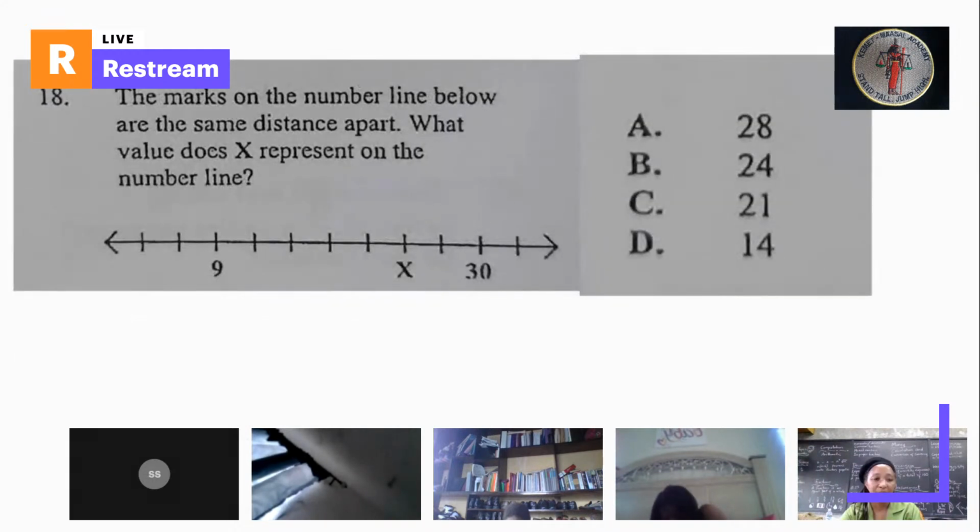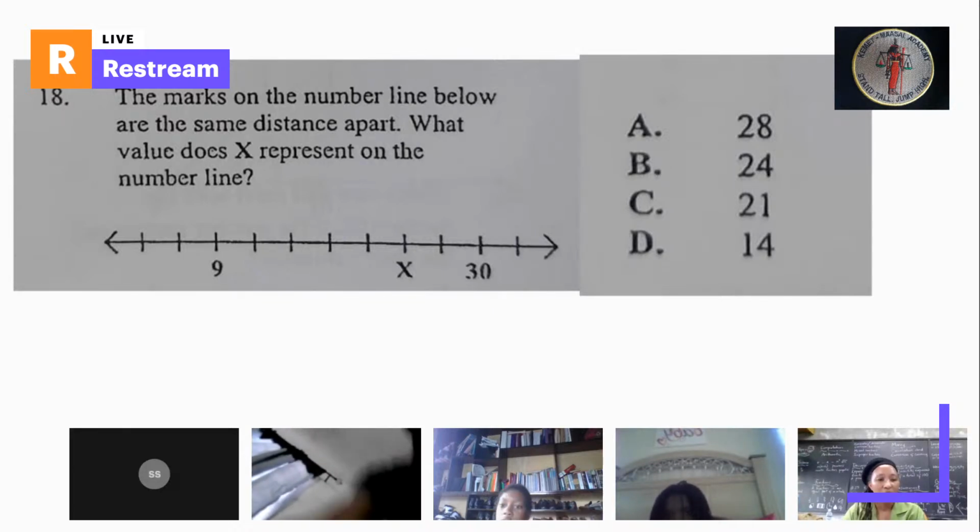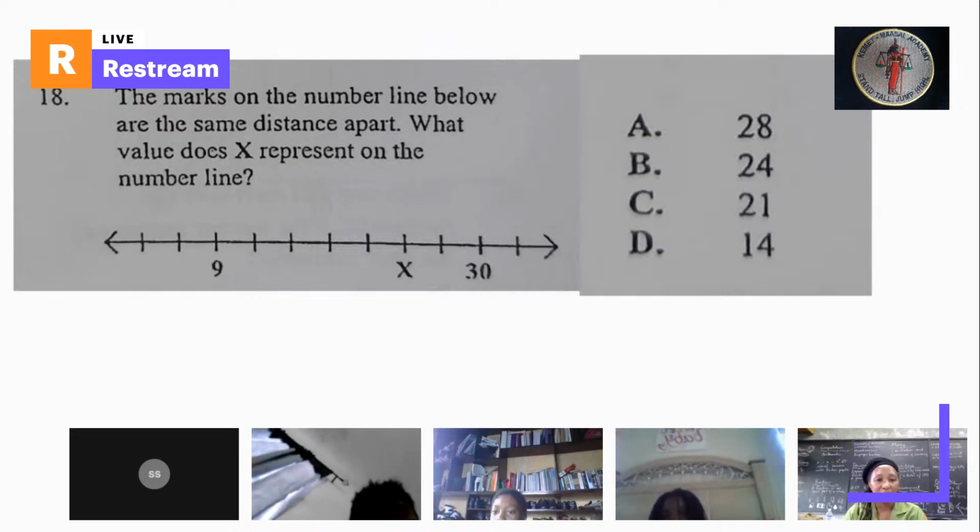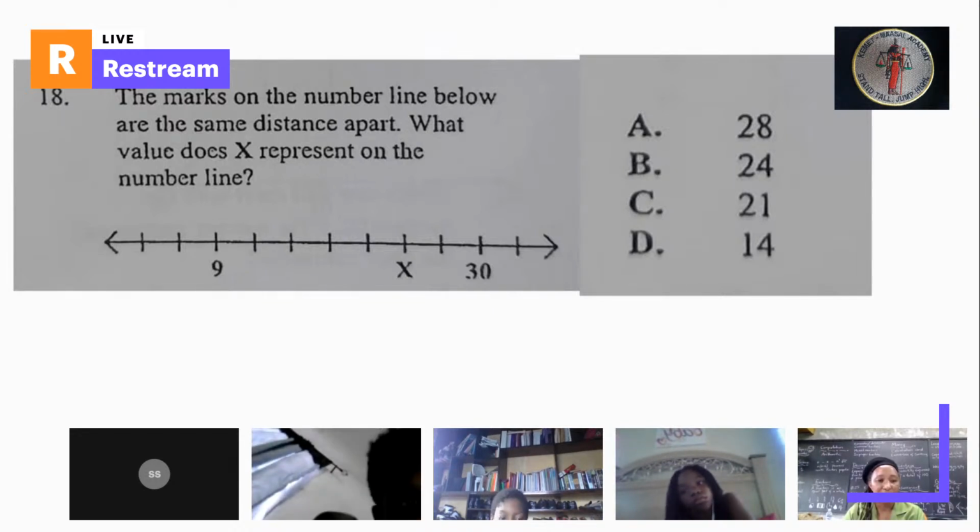Number 18, the marks on the number line below are the same distance apart. What value does X represent on the number line?